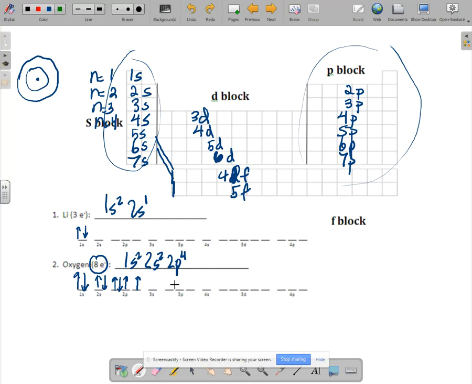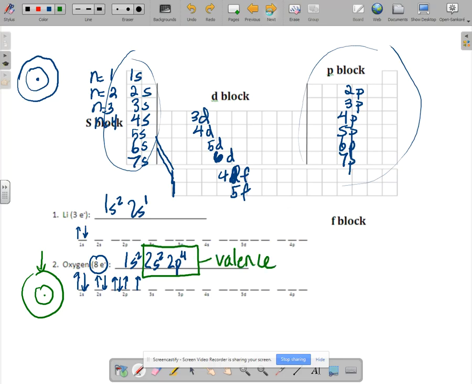So the last piece, since this is a great example, is don't forget what valence electrons are. So when you look at this, which ones are the valence electrons? Always the ones in the outermost energy level. So the 2s2 and the 2p4 are in the outermost energy level. So these would be the valence.